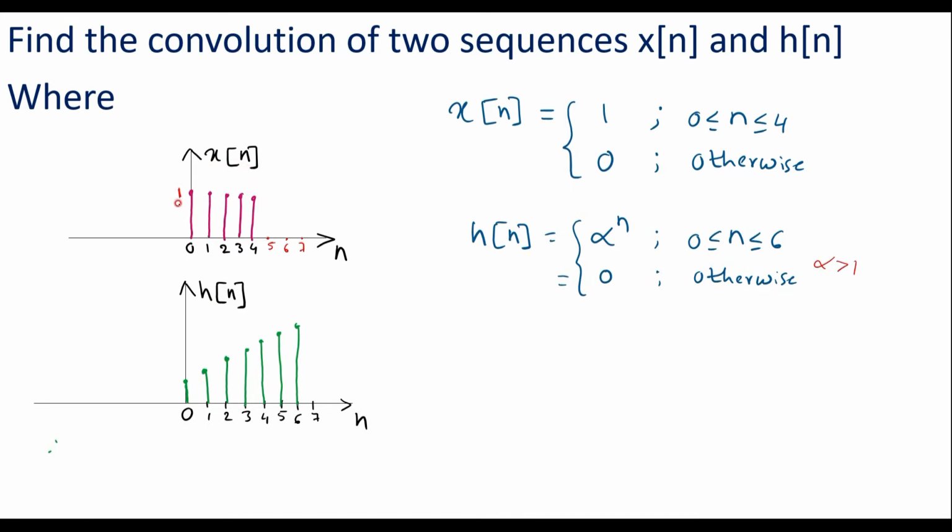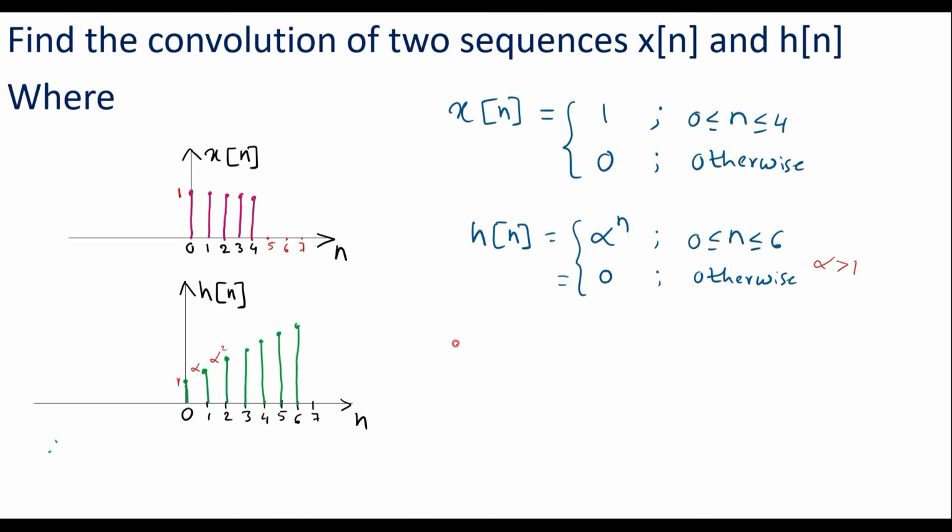This is the given waveform for x of n and h of n. Here x of n value is 1 when n is equal to 0, 1, 2, 3, 4. When n is greater than 4, the value of x of n is 0. Similarly, when alpha value is greater than 1, we'll get an exponentially rising signal. So here for n equal to 0, we'll get the amplitude of the signal as 1. When n is 1, the amplitude will be alpha. When n is 2, alpha power 2. So likewise we'll get a rising exponential signal, and it exists only between 0 to 6.